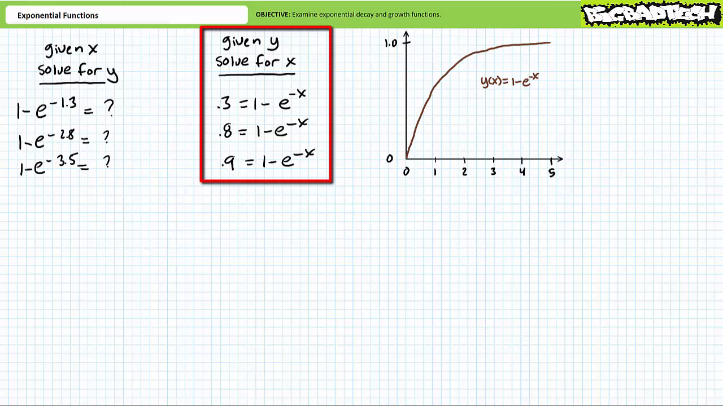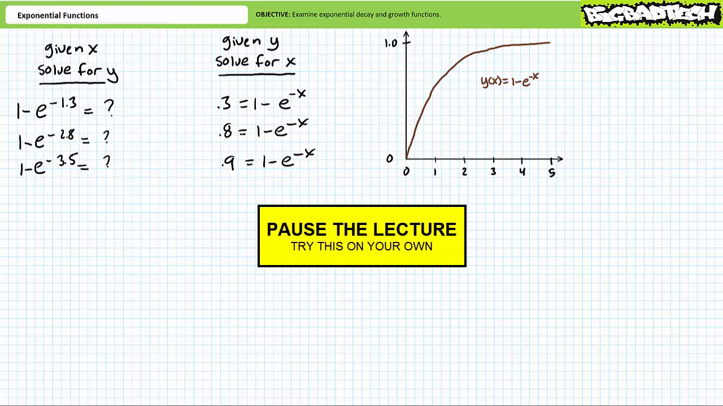For the second set of example problems on the right, given these y values, solve for the x values that satisfy these conditions. By all means, pause the lecture and try this on your own. If you're tracking, you should have obtained the following results.